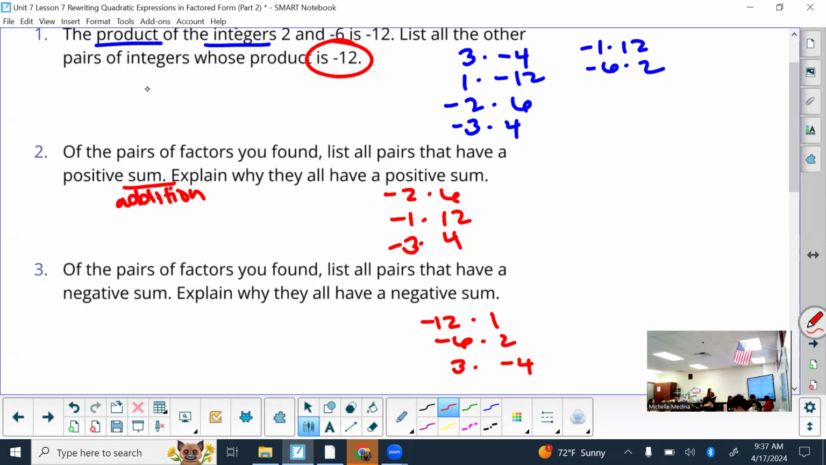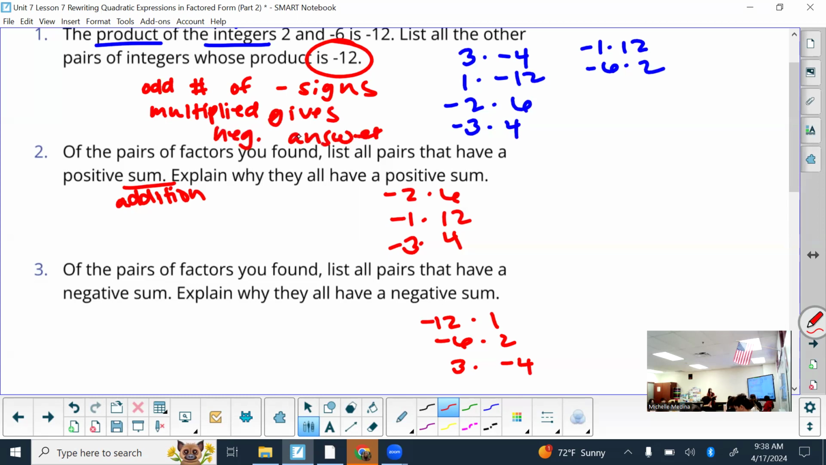When you have an odd number of negative signs multiplied together, your answer is negative. So odd number of negative signs multiplied gives a negative answer. If you already knew that, then great. Otherwise, you can use a calculator, but the more fluent you are in these rules, the better off you'll be in this unit.